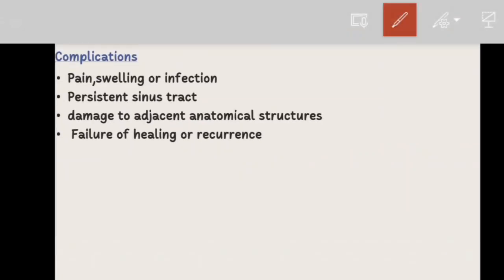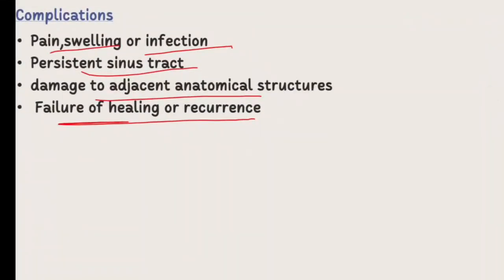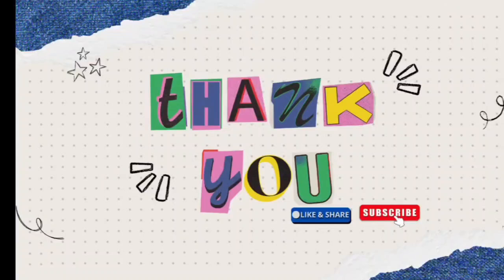Possible complications are pain, swelling or infection, persistent sinus tract, damage to adjacent anatomical structures, and failure of healing or recurrence. This is a very common short note question in exams. Today we learned definition, indication, contraindication, surgical steps, retrograde filling and complications. Apicoectomy is a tooth-saving surgical procedure when RCT fails.